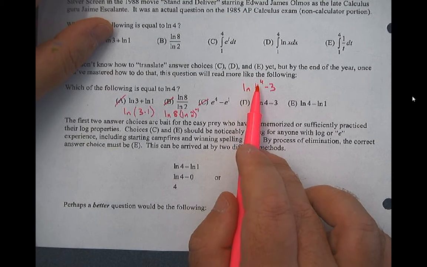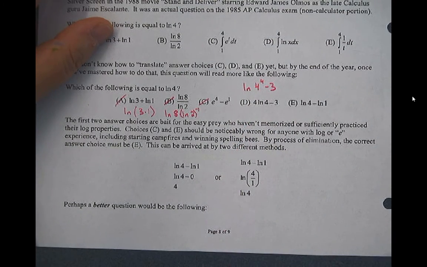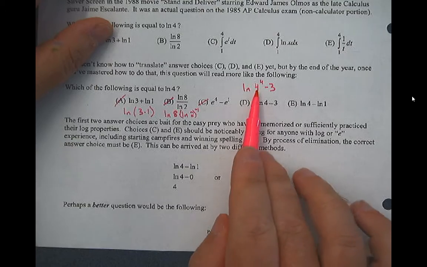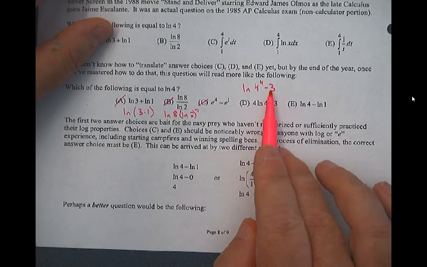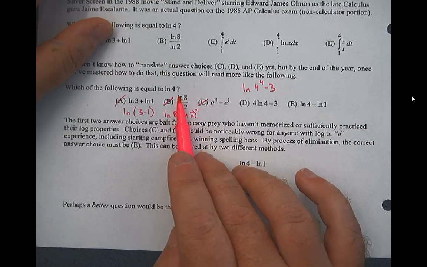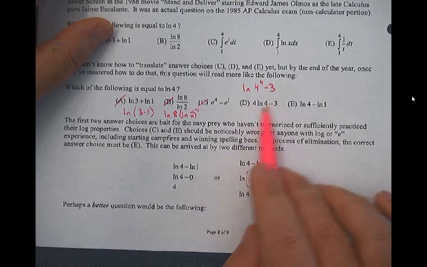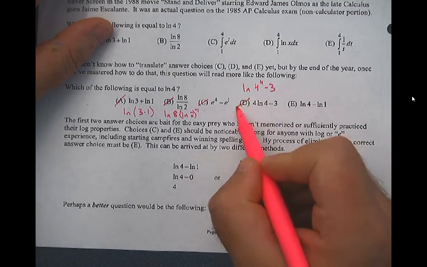4 to the 4th is 128, I think. Let me just do it real quick. 256. And natural log of 256 is some crummy decimal, and taking away 3 from it will definitely not turn it back into something nice. So no, this is not going to work out either.